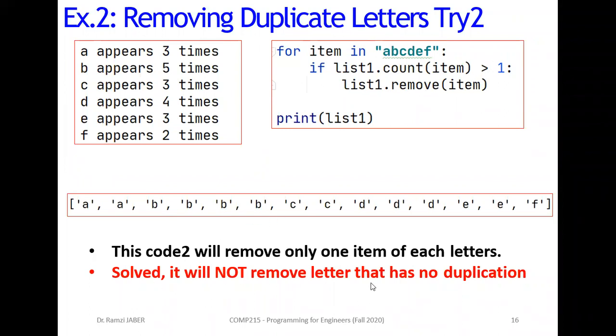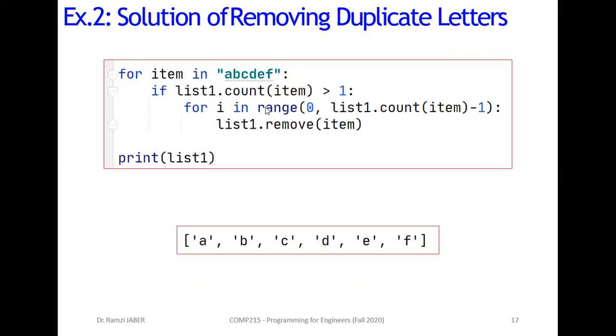So we solve this, but the code will still remove only one item of each letter, and we still have the same output. Now we want to remove all A's and leave one A, remove all B's and leave one B, remove all C's and leave one C, and so on. So we need to use this.